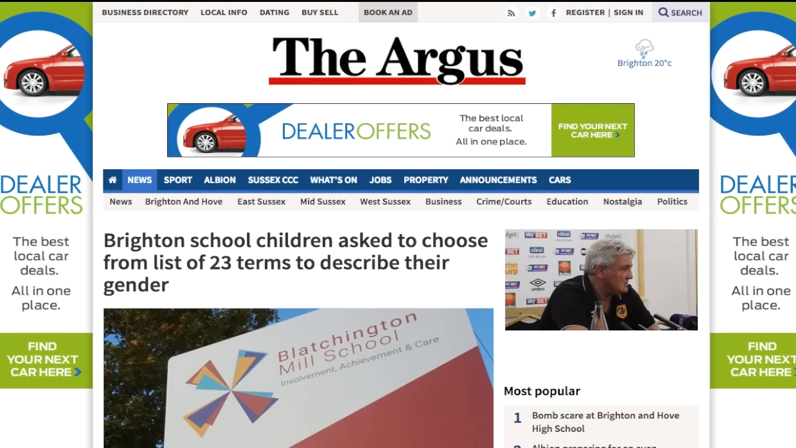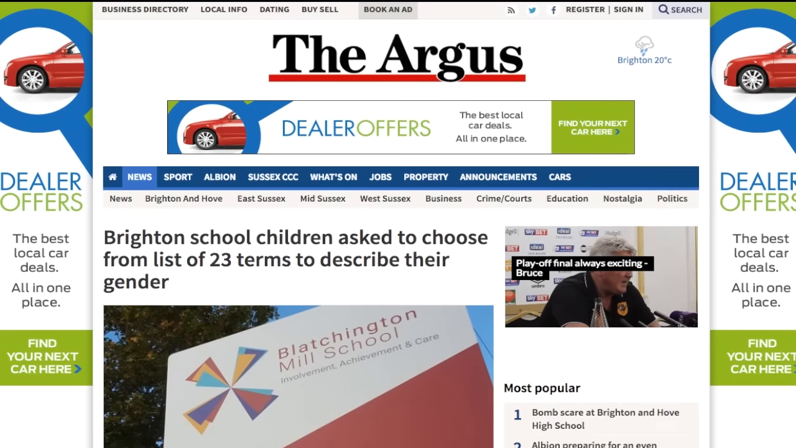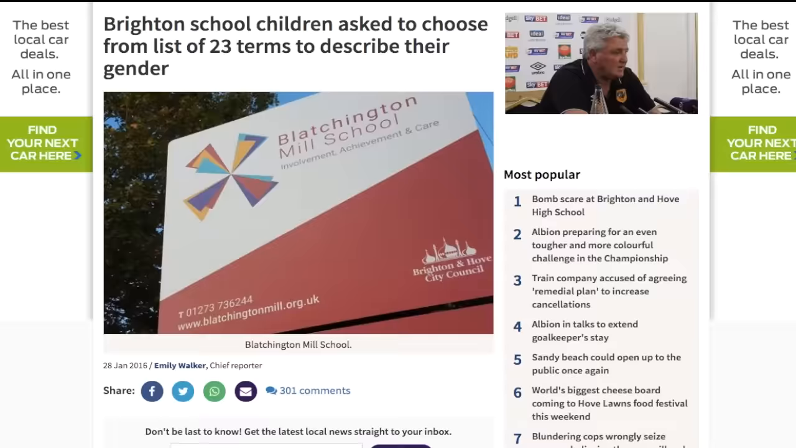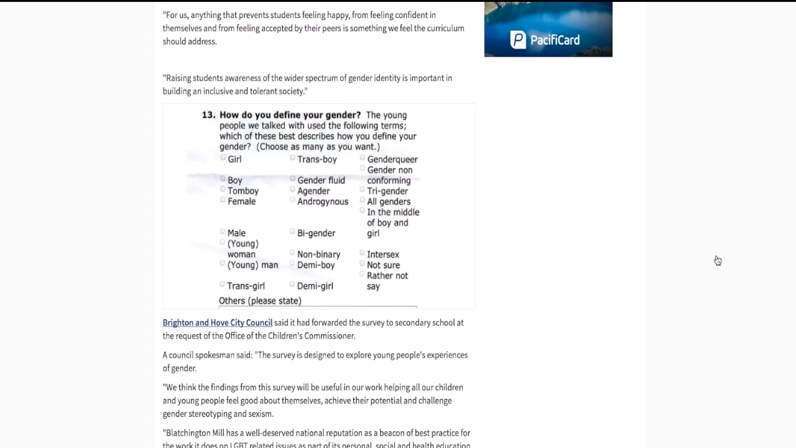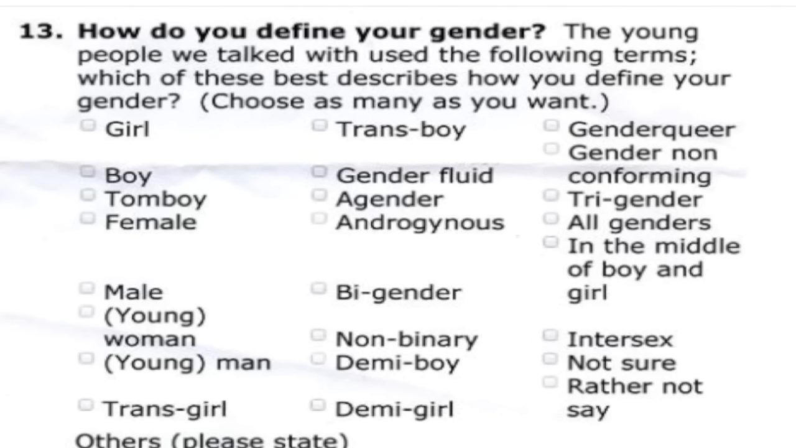This is a list of gender preferences that was given to teenagers in Brighton School in the UK. Now, it's not part of Common Core. But as we all know, the UK is like the US in sexualizing and perverting their youth. Let's read through these categories. I thought this was a rather interesting list that I thought I'd share with you. There's 23 genders here they can pick from. Let's go down it and see if you can think of which of these would apply to you.